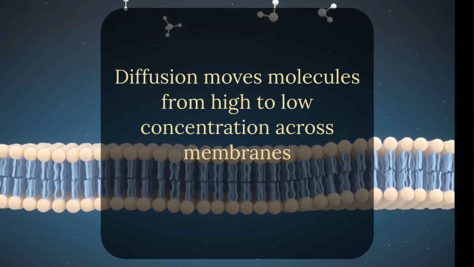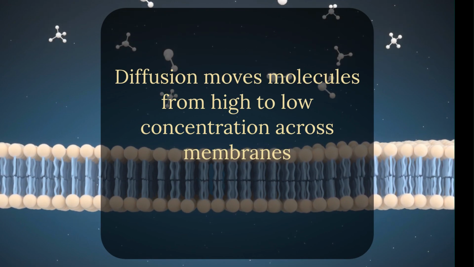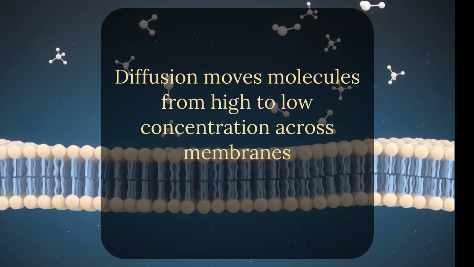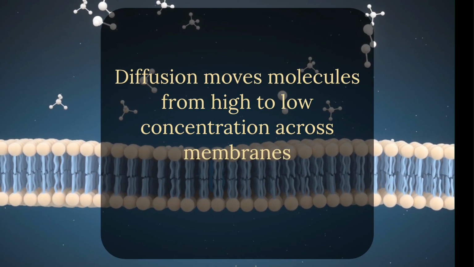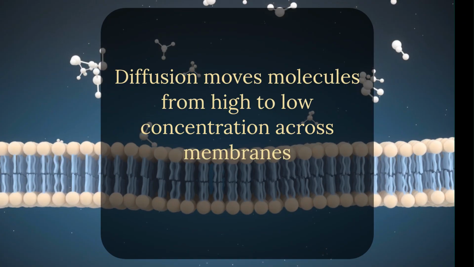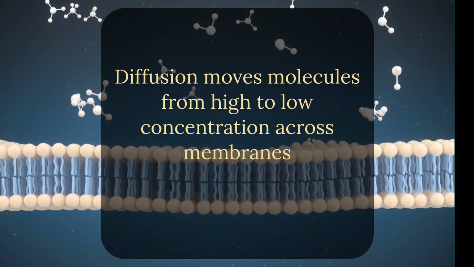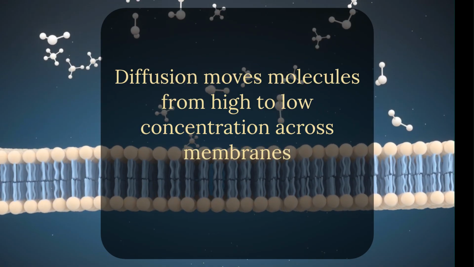Simple diffusion involves molecules moving from high to low concentration. It occurs across the cell membrane without energy or transport proteins. Oxygen and carbon dioxide diffuse directly through the bilayer. Water moves by diffusion, often through aquaporins. This process continues until equilibrium is reached.